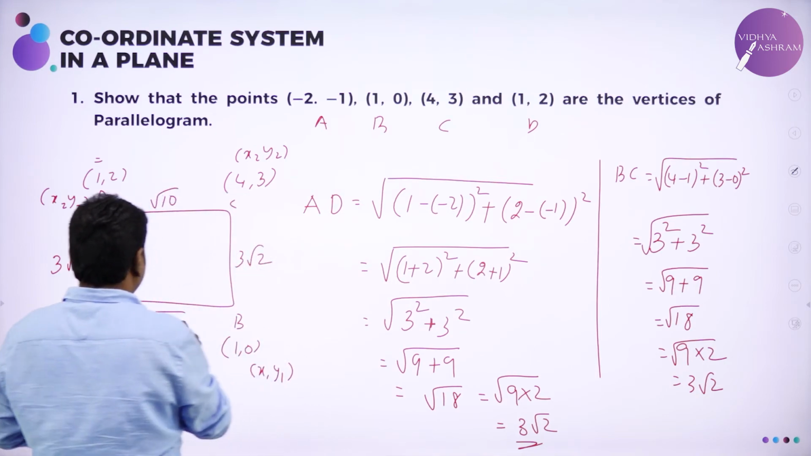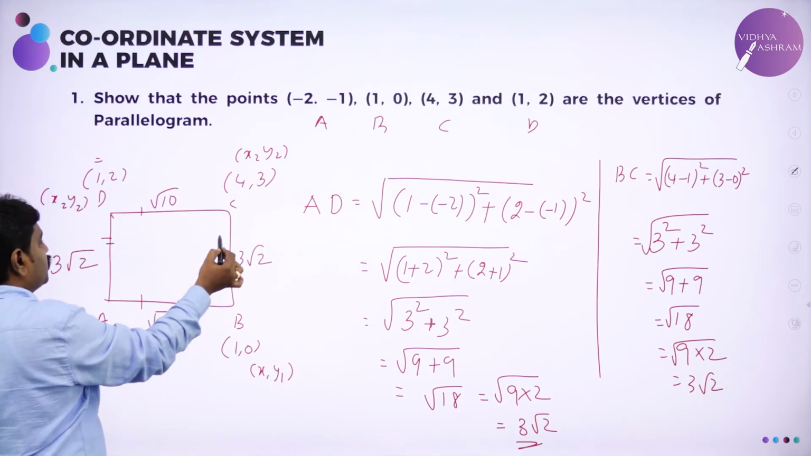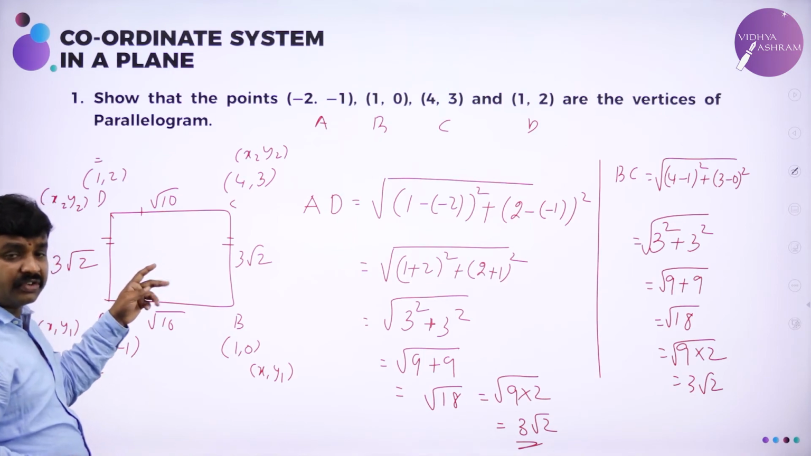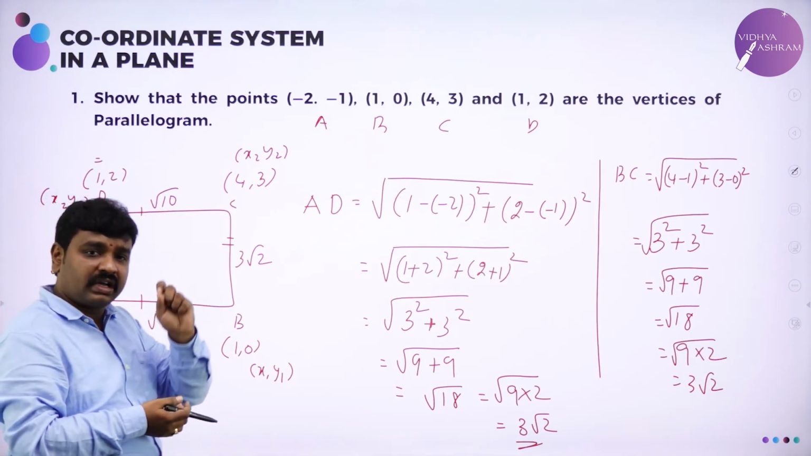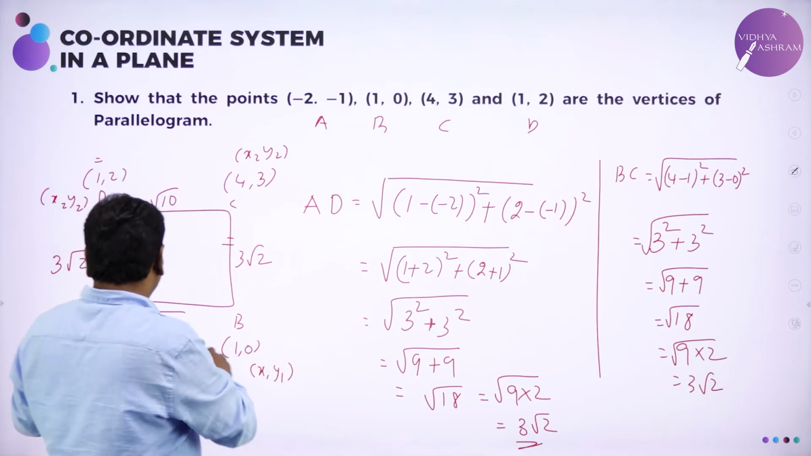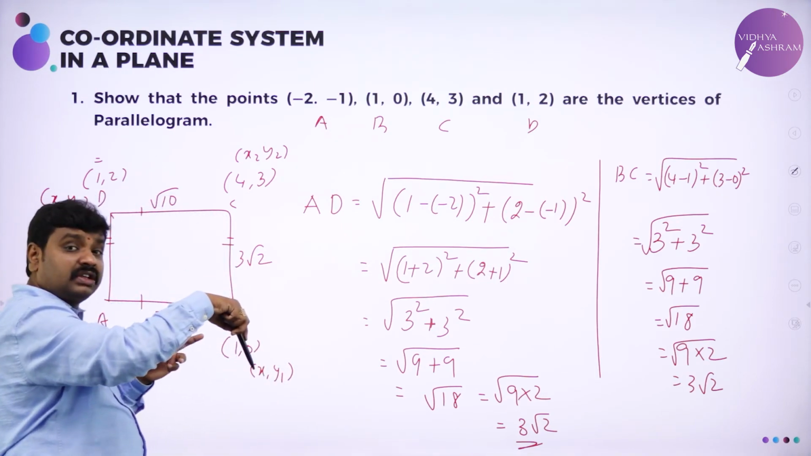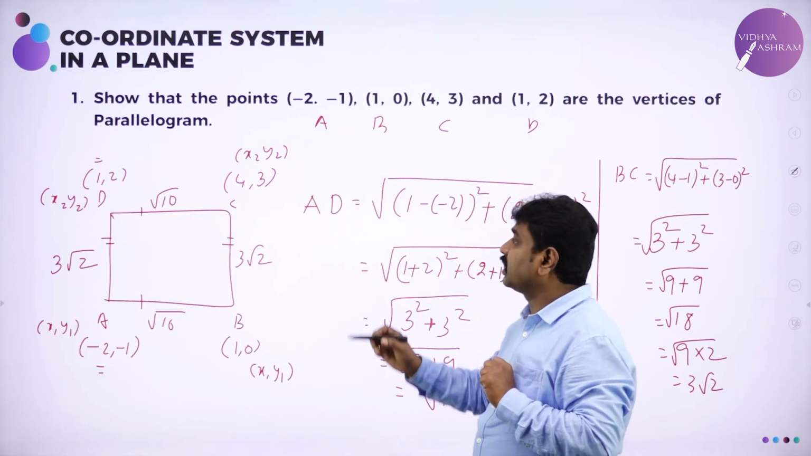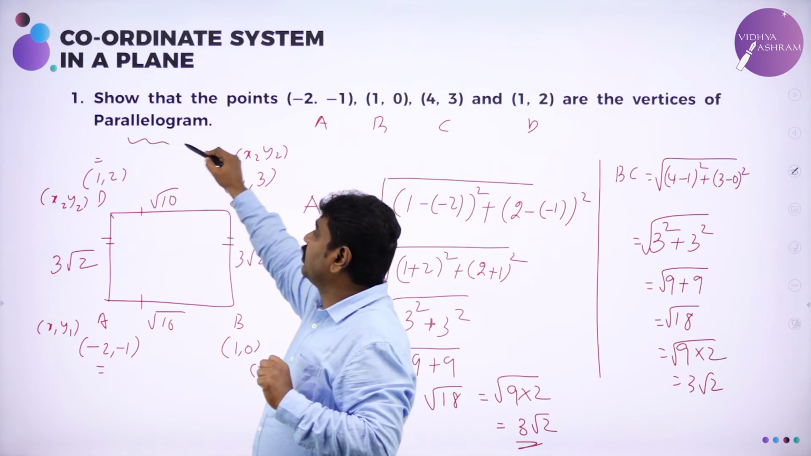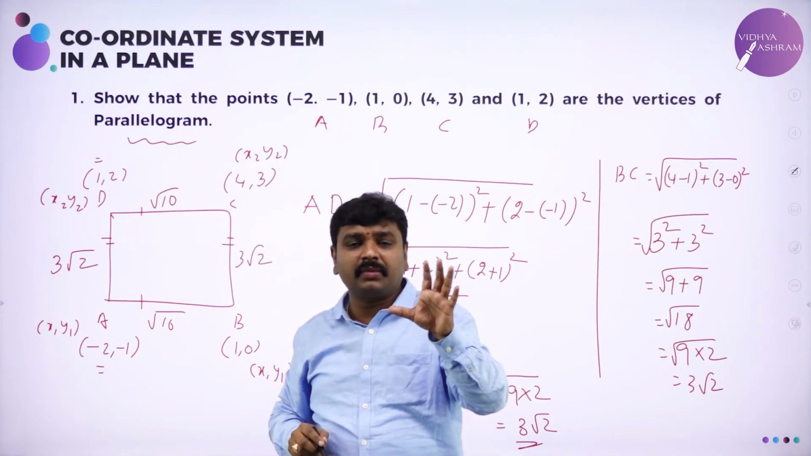You can see this opposite sides are equal, this opposite sides are equal, opposite pair of sides are equal, therefore it is a parallelogram for sure. Suppose AD length, AC length and BD length is also equal, then it becomes rectangle, but they are not asking you to prove rectangle. If you prove parallelogram, enough. How to prove parallelogram? Opposite sides are equal.